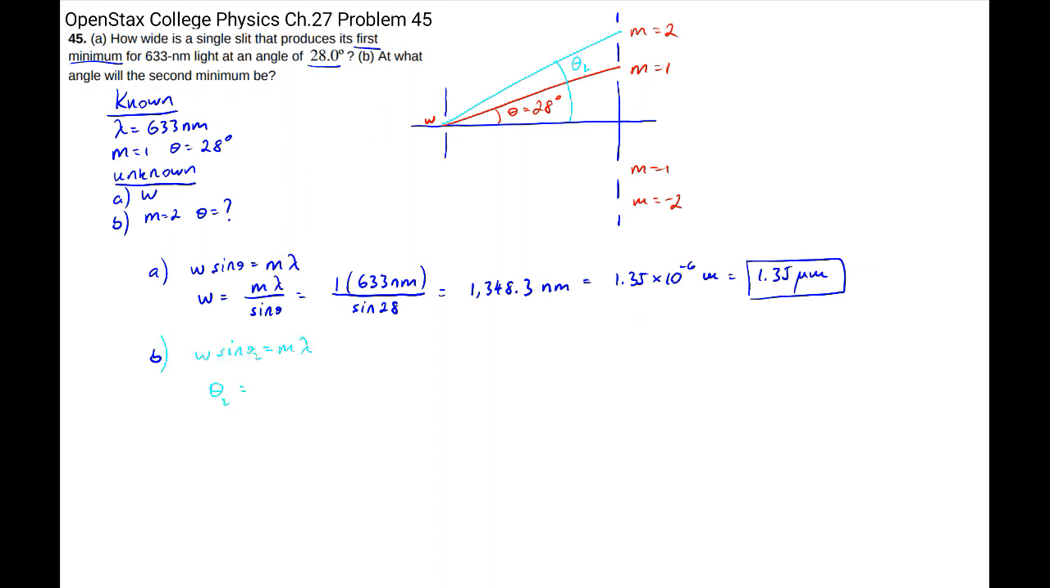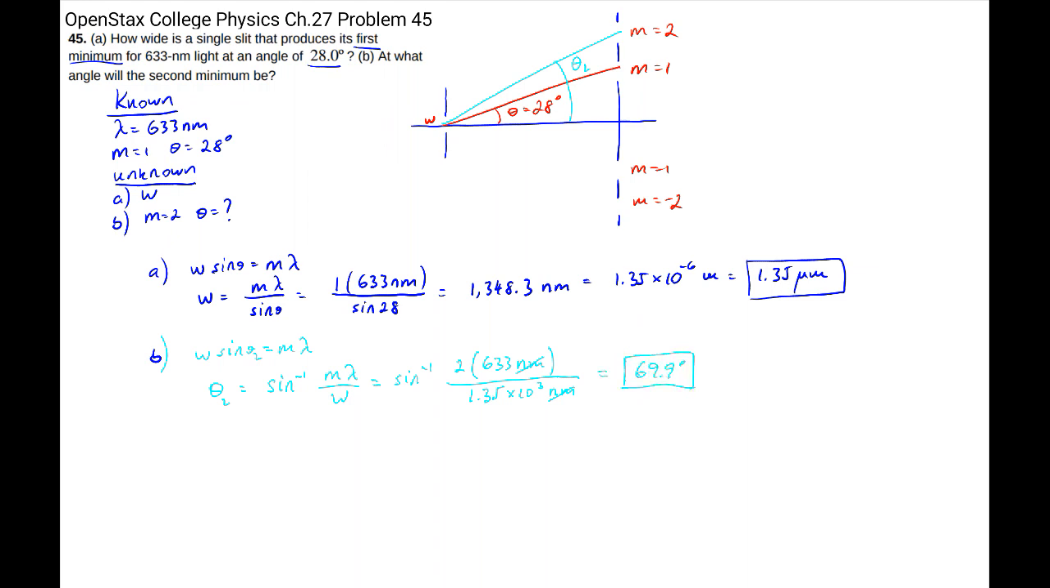So theta 2 is inverse sine of m lambda divided by W. That is inverse sine, m is 2 now, lambda is still 633 nanometers, divided by W, which is 1.35 micrometers, but I want this to be in nanometers, so I have to multiply it by 1,000. I want it in nanometers because I want these units to cancel out so that we don't have any units inside of a trigonometric function. When we plug in the numbers here, we end up with 69.9 degrees.